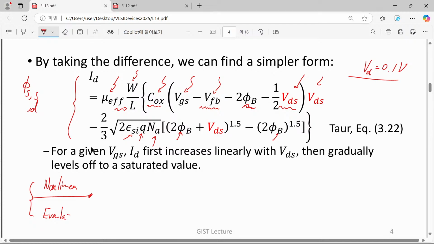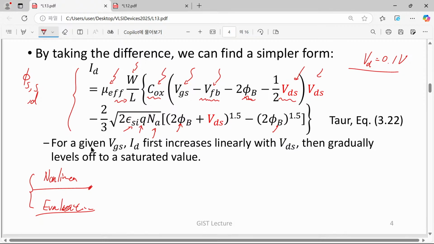Evaluation. So that is possible. That is the big difference between a nonlinear equation and just a simple expression. So you can do it.